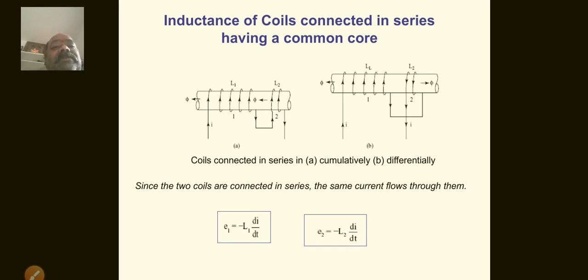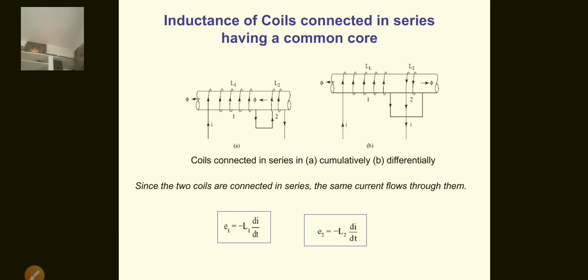This is the same direction we connected, so this is cumulative, that is, additive. The first coil indicates how the current direction is there, which is here. Coming to the second coil, this is differential, which means it is connected in opposite, right?